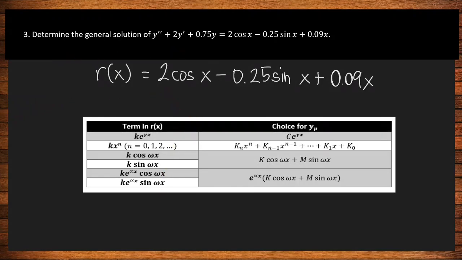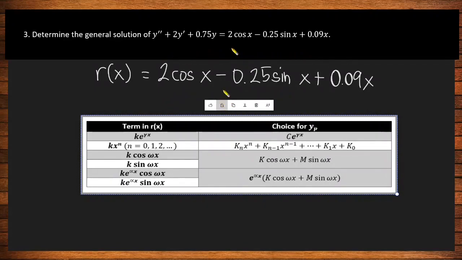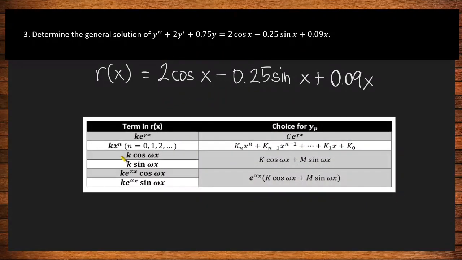So the sum rule states that if our r of x is a sum of functions in the first column, then we will choose for y sub p the sum of the functions in the corresponding lines of the second column. So since our r of x here is a sum of terms containing the cosine and sine function and then a term containing a power of x, so yung 0.09x, we need to apply the sum rule.